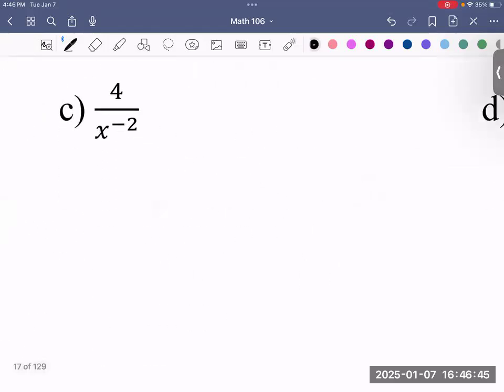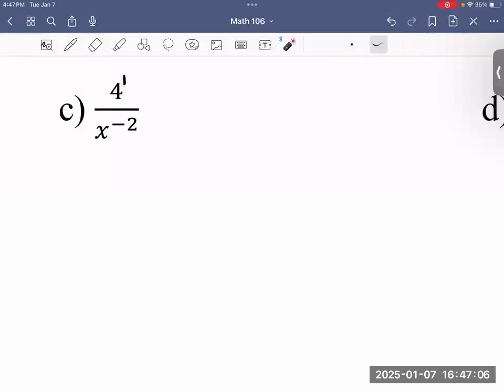Let's take a look at C. We have 4 over x to the -2. Now, before starting, what is the exponent on top of 4? On top of 4, if you're not seeing it, it's going to be that little ghost 1. Right? So is this 1 going to be positive or negative? Well, it's a positive 1.